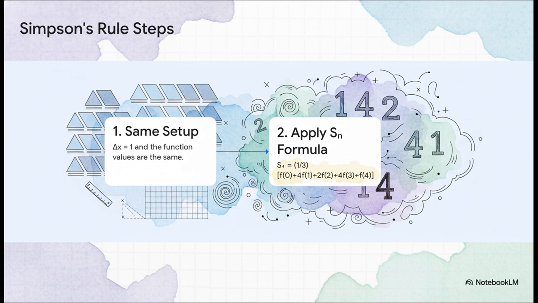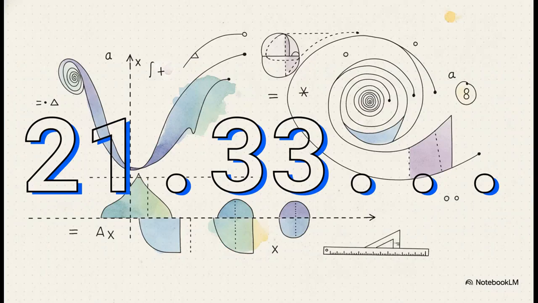That's the secret sauce. And when we plug those values into Simpson's formula, we get 21.33 repeating, or, if you prefer, exactly 64/3. Wait a minute, that's not an approximation. That is the exact answer. How is that possible? Why did Simpson's rule totally nail it?